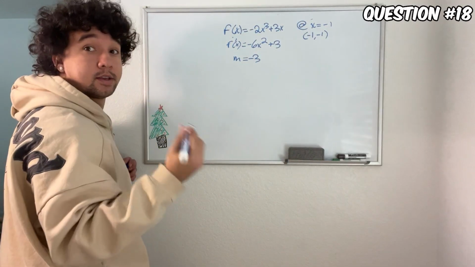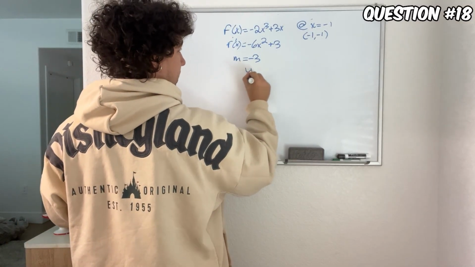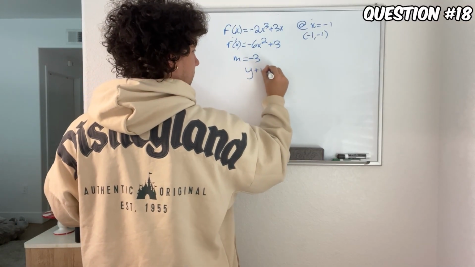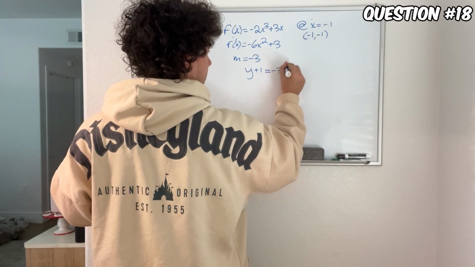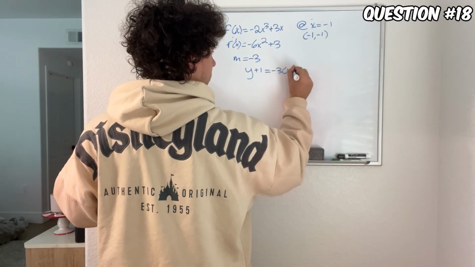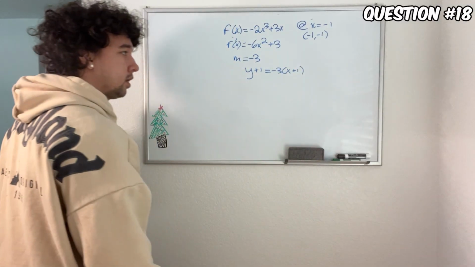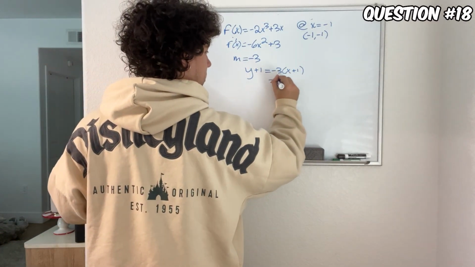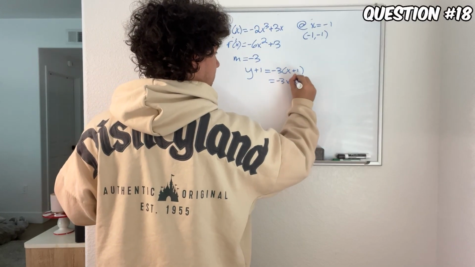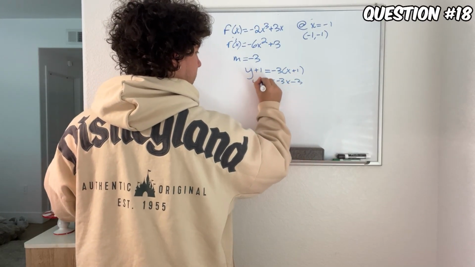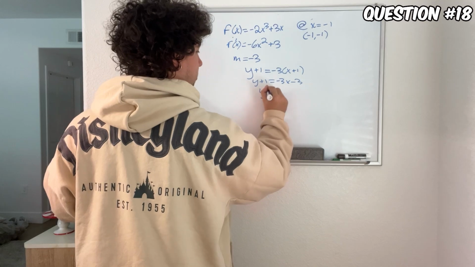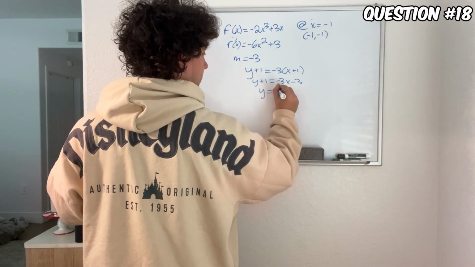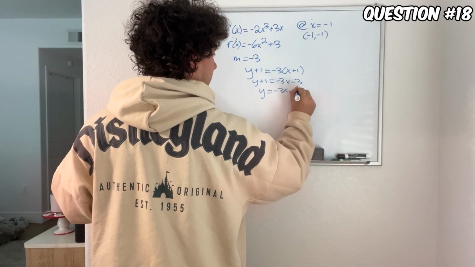So now I have a point and a slope, so point slope form. y minus y1, so y plus 1, equals -3 times x minus x sub 1, or x plus 1. Now I just distribute, so -3x minus 3 equals y plus 1, giving me my final line, and that's y equals -3x minus 4.